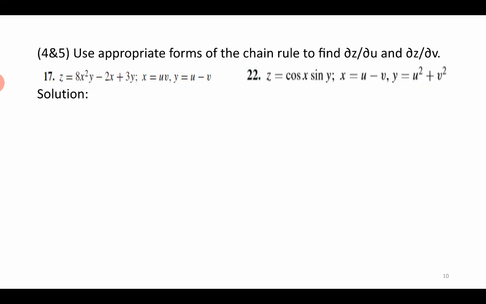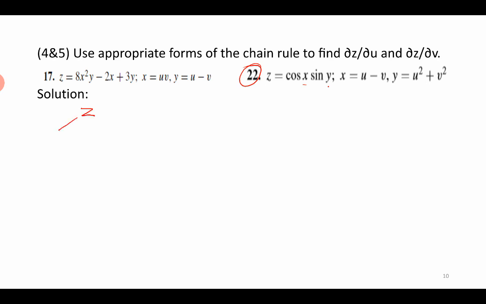Here both are of the same type. Here z involves two variables x and y, whereas x is a function of u and v. Again y is also a function of u and v. So here we should write the formula carefully. If you don't remember the formula, just use this tree.